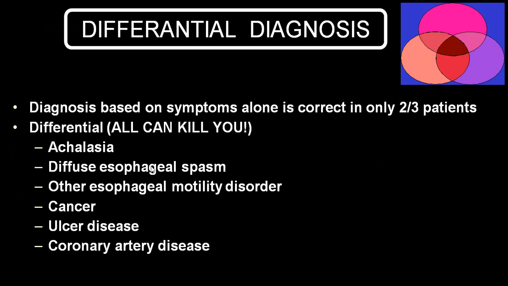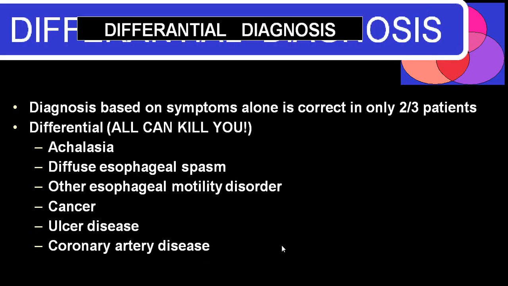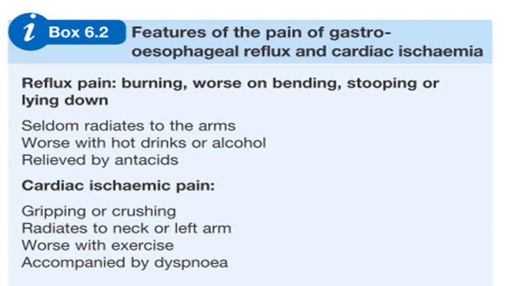Among differential diagnoses, always keep in mind achalasia cardia, esophageal motility disorders, esophageal malignancy, esophageal ulcer, and do not forget ischemic heart disease, coronary artery disease. I am skipping over this particular part because otherwise it will become very long. One of the close differential diagnoses you should rule out is ischemic heart disease.